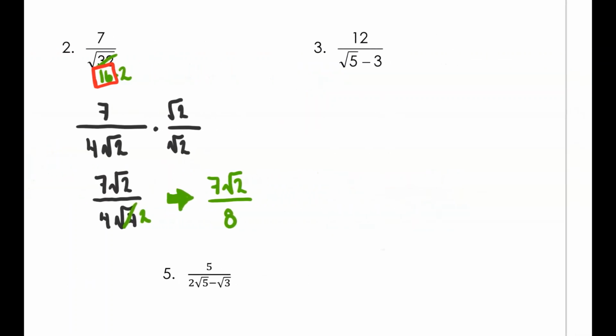Looking at number 3. Now number 3 is a little bit different because now in my denominator I have a difference. Recall that when you have a sum or difference and you are rationalizing, we introduce the conjugate. And the conjugate is just the same expression, but it's opposite in sign.